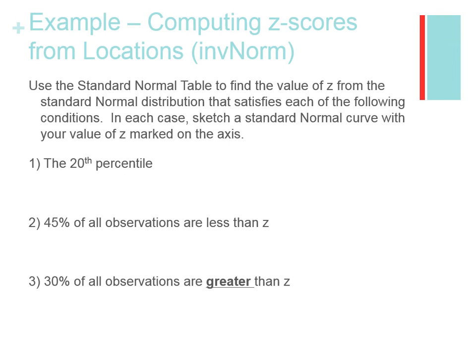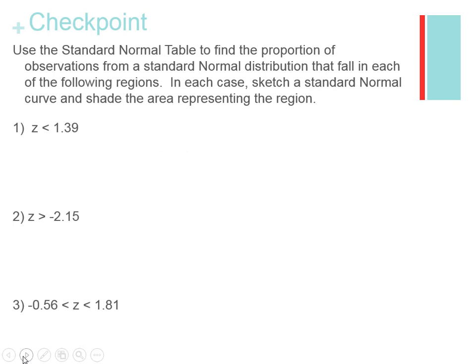So here's an example of some things with the normal curve, and it says here, use the standard normal table to find the value of z from the standard normal distribution that satisfies each of the following conditions. In each case, sketch a normal curve with your value of z marked on the axis. So when we're talking about some different things here, this is what's known as the inverse norm. So I'm going to show you this here, and let me back this up.